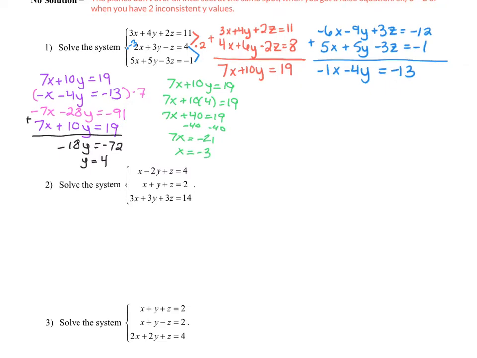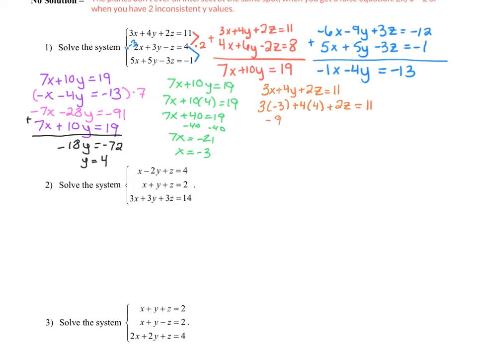And I'll get that x is -3. Now that I have two variables, I'm going to pick one of my original equations and substitute in -3 for x and 4 for y in order to find z. So I'm going to use the first equation, which was 3x plus 4y plus 2z equals 11. I'm going to substitute in -3 for x and 4 for y, and then I'm going to solve for z.